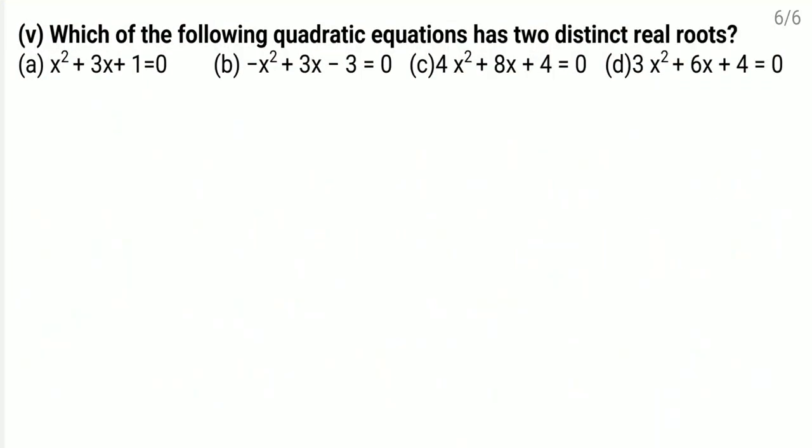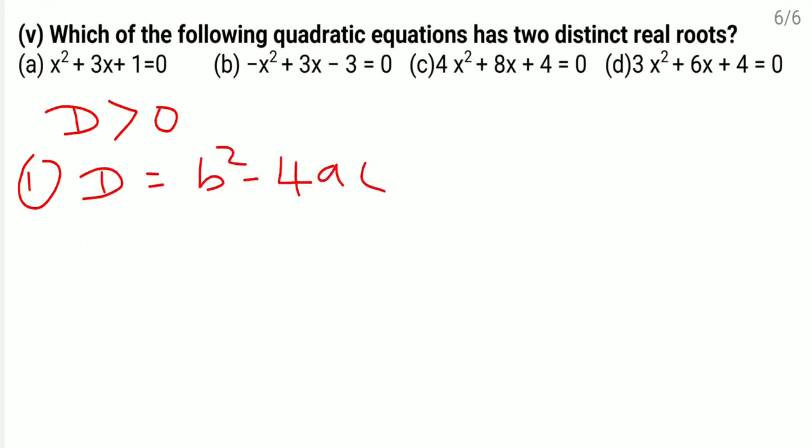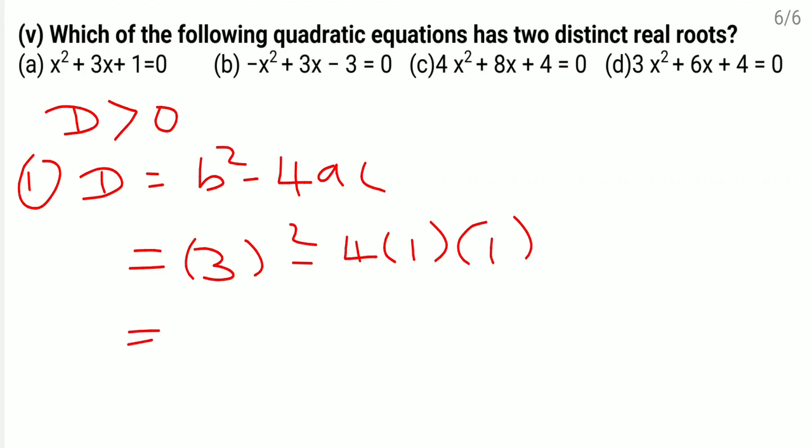Come to question number 5. Which of the following quadratic equations has two distinct real roots? Two distinct real roots means the condition is only that D should be greater than 0. And that's all. Nothing more. So let's try the first one here. D is equal to b square minus 4ac, which is equal to 3 square minus 4ac.